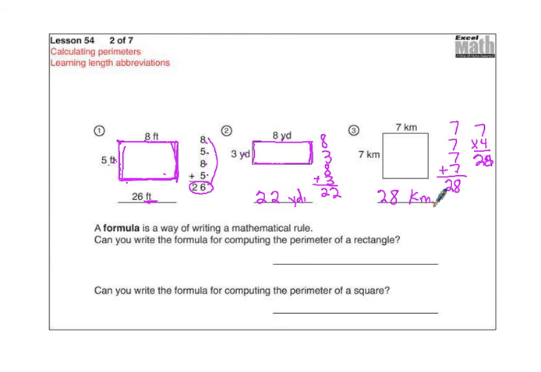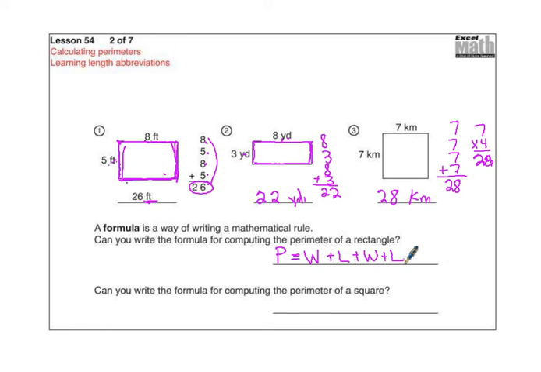It says a formula is a way of writing a mathematical rule. Can you write the formula for computing the perimeter of a rectangle? Well, we're going to write P for perimeter equals, and then we're going to write some letters to represent how we add this up. You're going to write the width, plus the length, plus the width, plus the length. That gives you the perimeter of the rectangle.